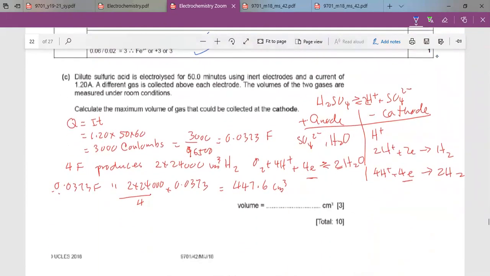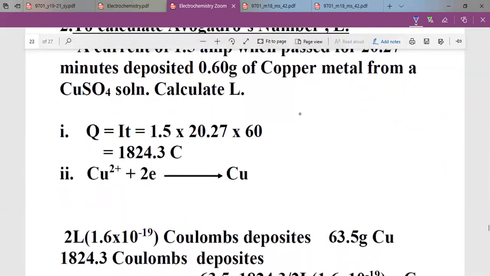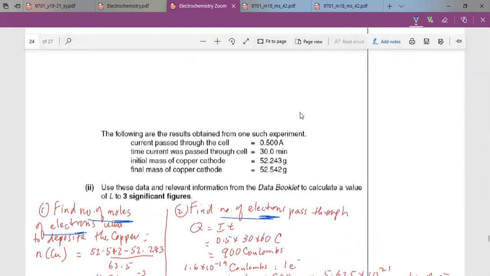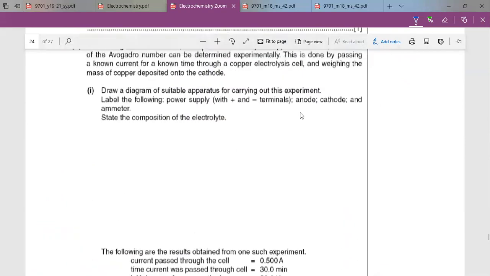Now next one. H2SO4, this is quite simple. I think you do it yourself. I want to go to this current and Avogadro's number. Okay, here we are. I did one with you already. This is the one we did.